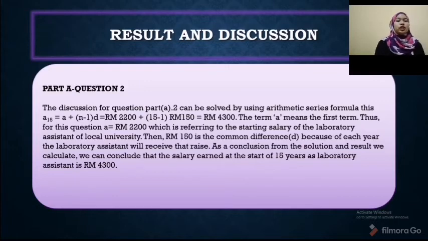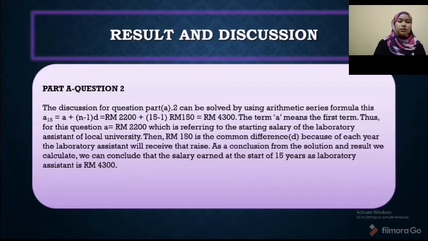So this question can be solved by using the arithmetic series formula. The formula is An equals a plus open bracket n minus 1 close bracket multiplied by d, which equals 2200 plus open bracket 15 minus 1 close bracket multiplied by 150, equals 4,300 ringgit.